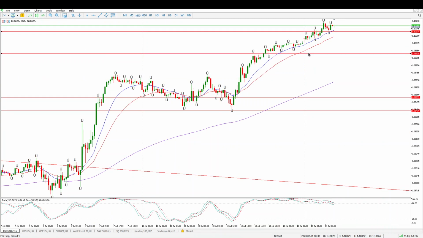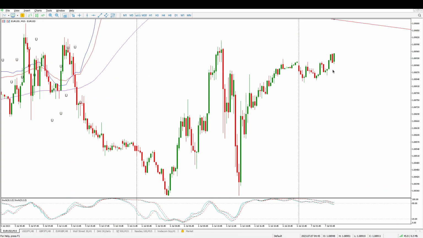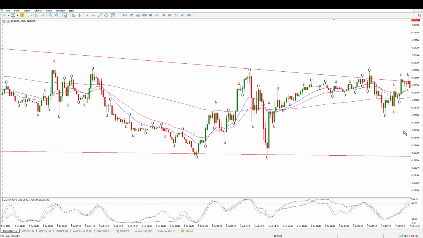So I would probably be moving my stop up to this area here, I think, somewhere around here. This gives me enough, there's enough tails of buying that happened here.